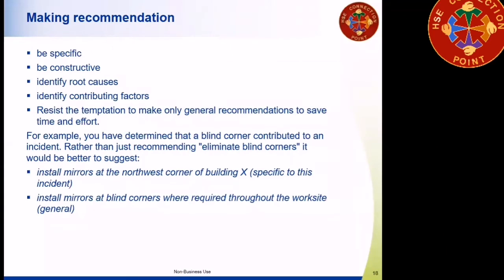Making recommendations. Remember, it is very important to make recommendations when you're doing an investigation. Your recommendations should be specific. They should be constructive. They should identify root causes, identify contributing factors, and resist the temptation to make only general recommendations to save time and effort.